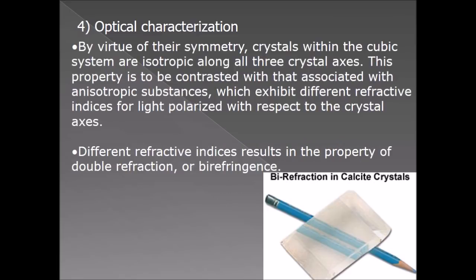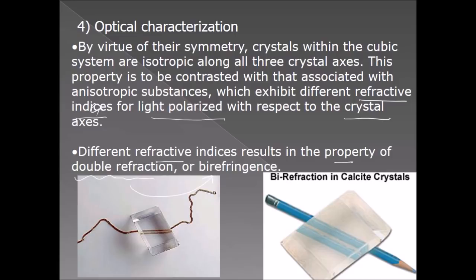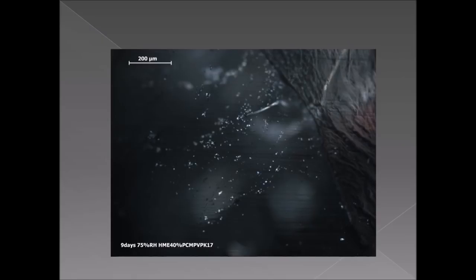Because of the different refractive index for light polarized with the crystal structure, this difference in the refractive index will result in the property of double refraction, or what you call birefringence, as I mentioned just now. This is one example of an image captured using an optical microscope, where you can see the shining property here and there, which indicates crystalline material.